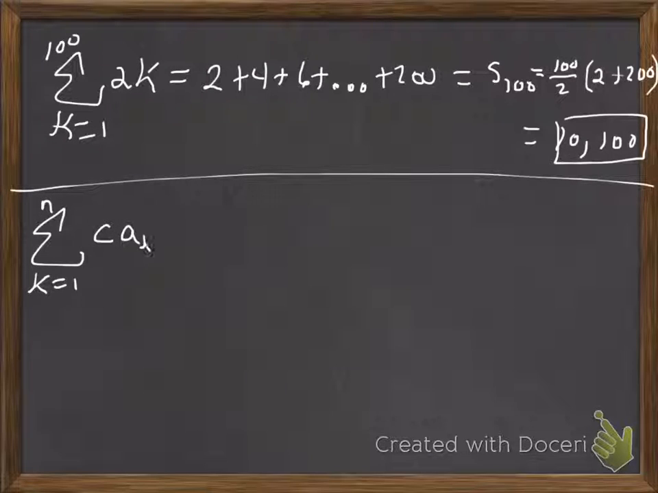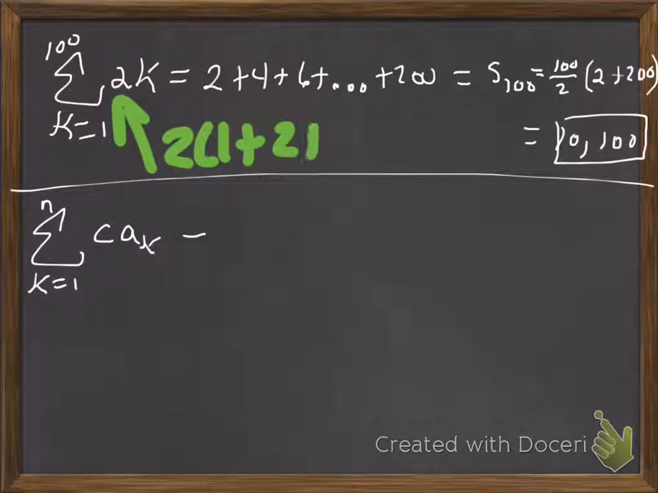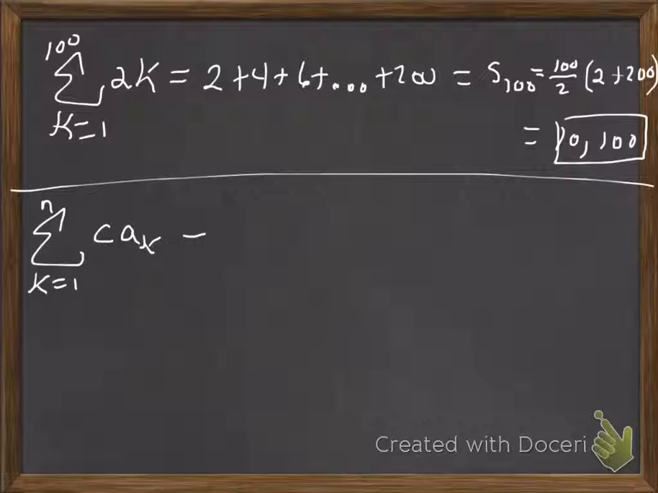Basically the only difference between this and the others is we have this constant multiplier of 2. Since we're dealing with a finite sum, we can just factor that out. So you could have this as 2 times 1 plus 2 plus all the way out to 100, and that would be the same thing. So for our finite sum, whatever that value of c is, we're just going to pull it out of the sum and stick it out in front.